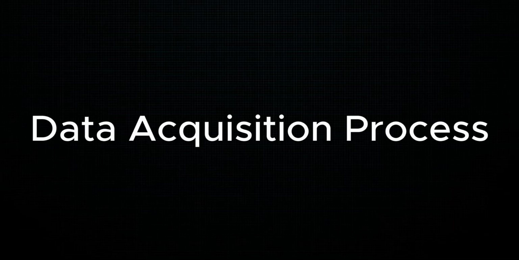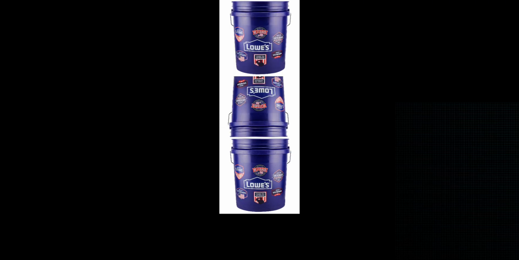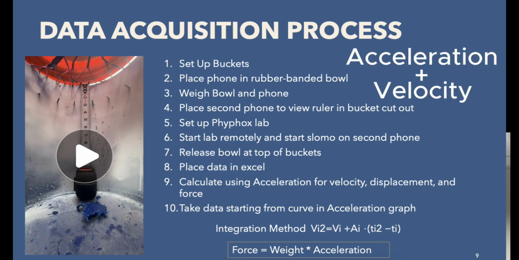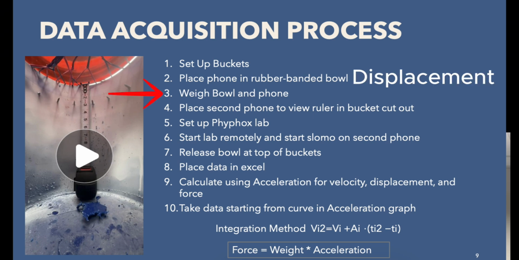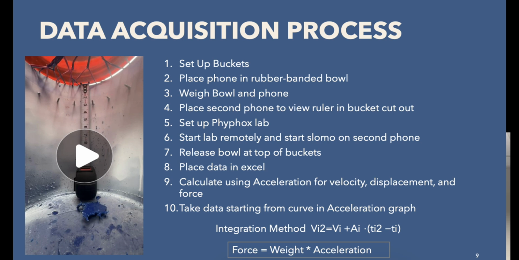For our data acquisition process, we needed to do a few things. First of all, we needed to set up the 3 buckets in the orientation so that they're stacked on top of each other in order for us to get a repeatable and continuous drop height. Second, we needed to place a phone within the rubber bowl which would be dropped onto the trampoline section of the device. This was needed so that we could collect acceleration and velocity data as well as displacement. Third, we needed to weigh the bowl and the phone to see how heavy it was so that we could collect the data and do the correct calculations.